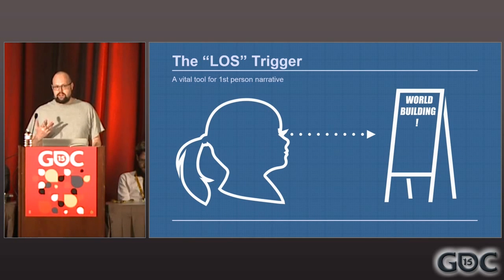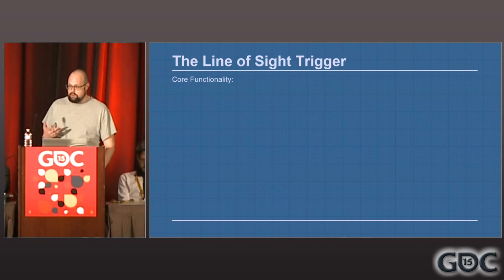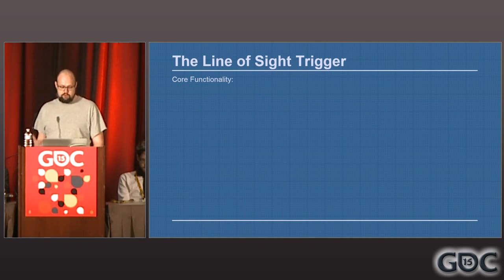It's basically just a trigger that fires when the player has line of sight to something. And the functionality for this sort of thing is pretty simple. I'm just going to outline it. If you don't have this in your engine and you're making a first-person game, put in a request with tech to make sure that you get this thing, because it is super useful, and it's a very powerful tool.